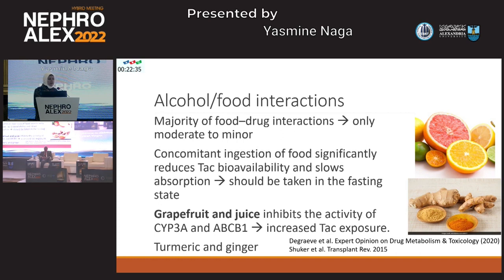Another recently found interaction was with turmeric and ginger. They are commonly prescribed, and now turmeric has some antioxidant effect and may be taken by the patient as a supplement, and it may affect the tacrolimus level.